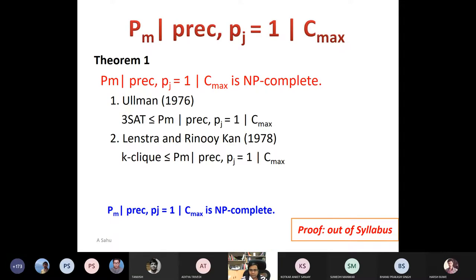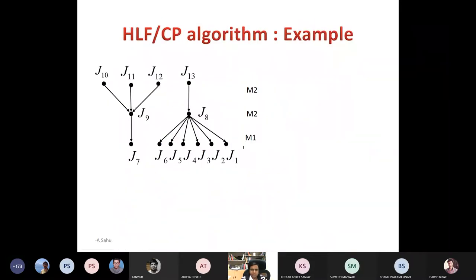This you have already discussed: P m, prec, p_j equal to 1, C max. This problem is an NP-complete problem, and this is already proved. The proof is out of the syllabus we are studying. And what is the HCF algorithm?